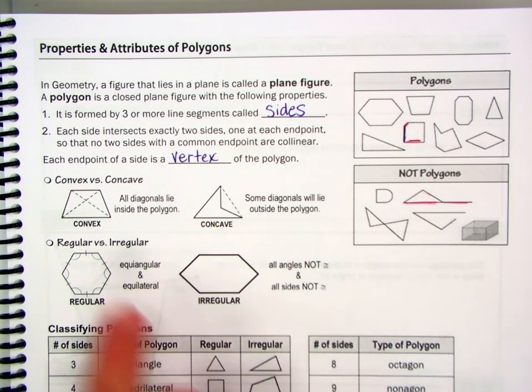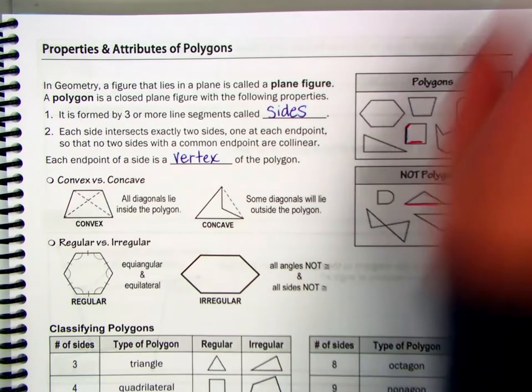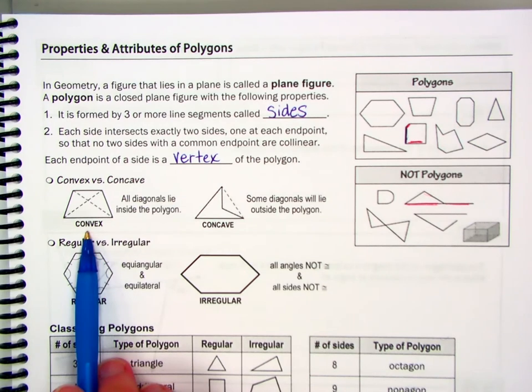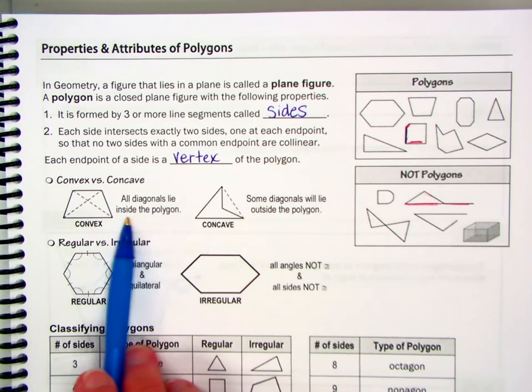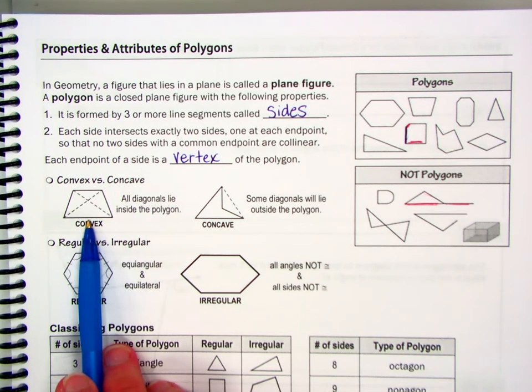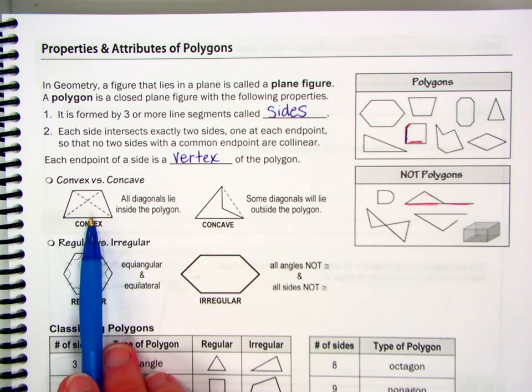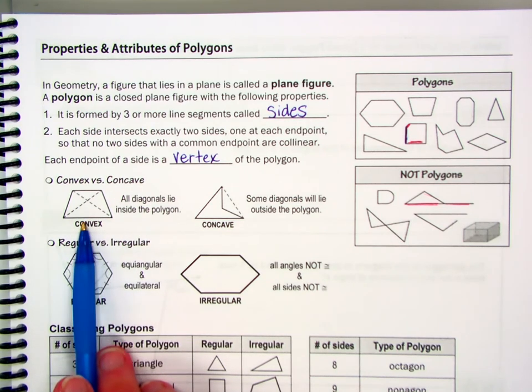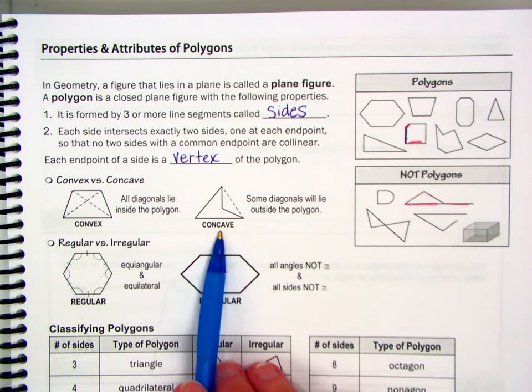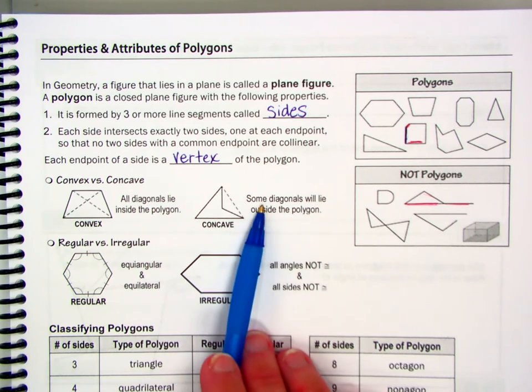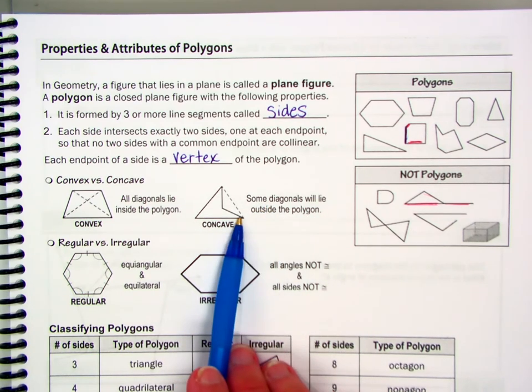Now for vocab, convex versus concave. So in a convex polygon, all the diagonals lie inside. So I cannot draw any more diagonals of this quadrilateral, which also looks to be a trapezoid. Here, if it's concave, we are able to draw some of the diagonals outside of the polygon.